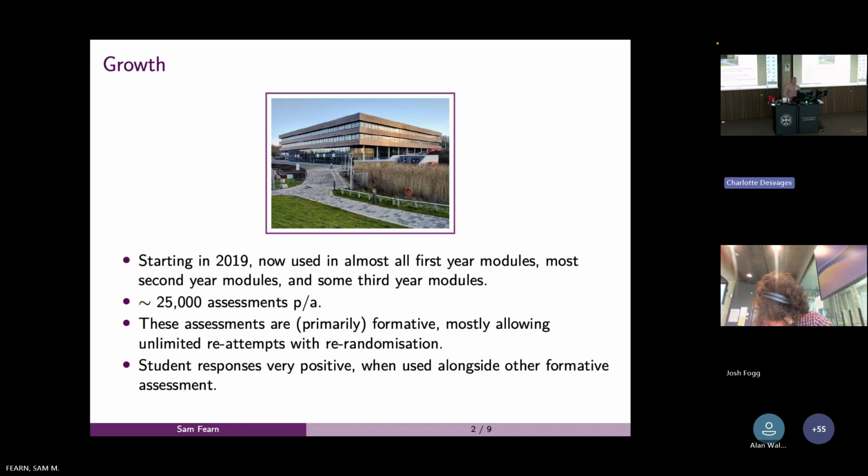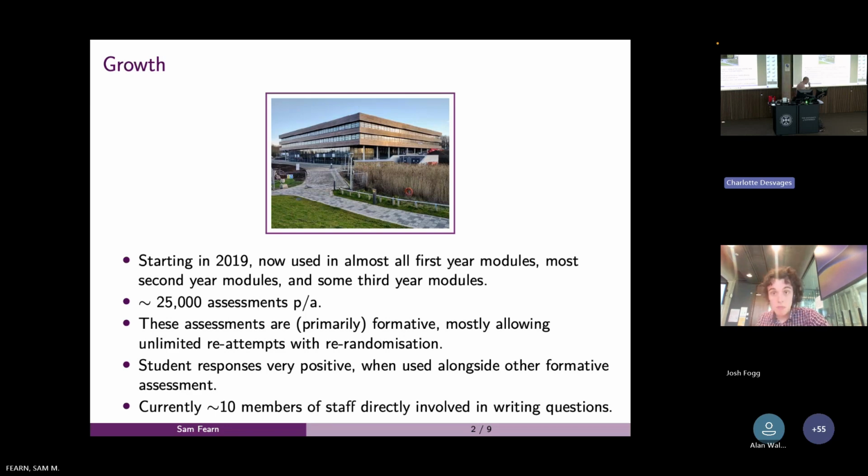Okay, I don't want to talk too much about this because I don't have very long. There are about 10 members of staff in our department involved. Our department's just over 100, I think about 110 members of staff. So about a tenth of the department is involved in writing questions in some respect. I'd say there's a core team of about 5 or 6 people who also run training workshops, support other members of staff, and so on.